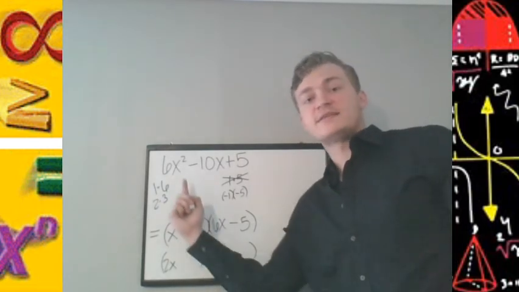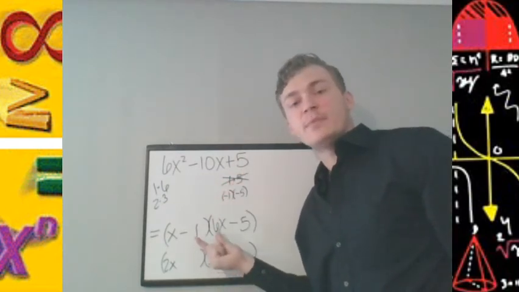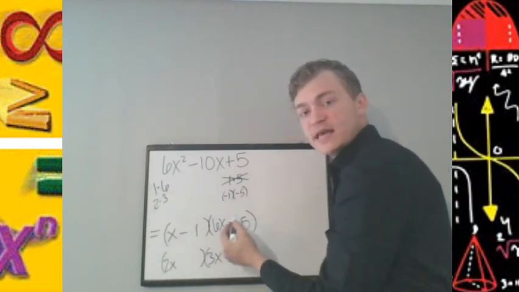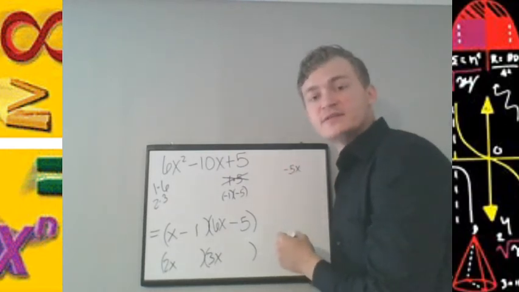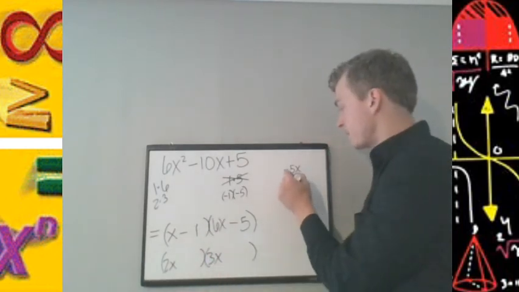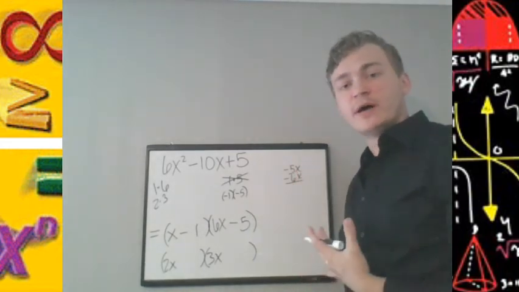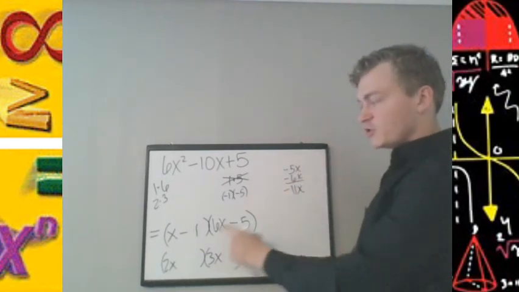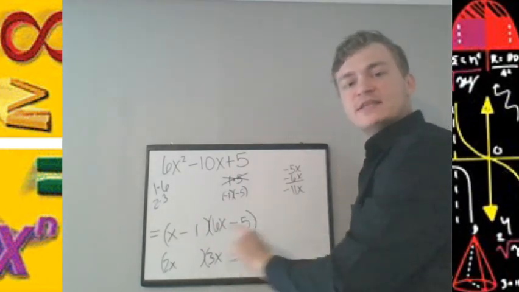X times 6x is 6x squared. Negative 1 times negative 5 is positive 5. So we're checking the combination of our inner and outer product. Our outer product, x times negative 5 or negative 5 times x, is minus 5x. Our inner product, minus 1 times 6x, is minus 6x. Minus 5x combined with minus 6x, I'm going to get even smaller when I combine two negatives, minus 11x. So my inner and outer product combined to give me a negative 11x, that's not negative 10x. So this is not a possibility.